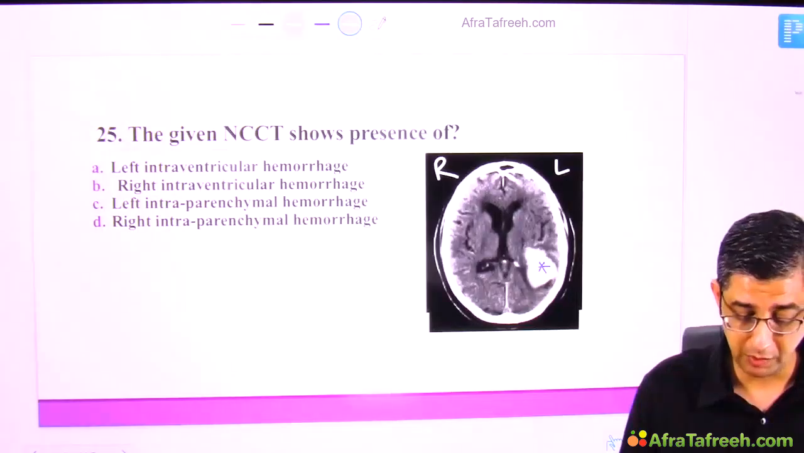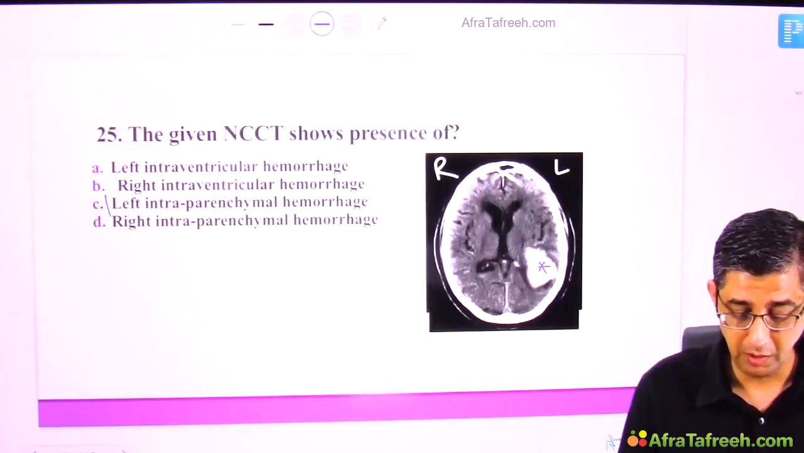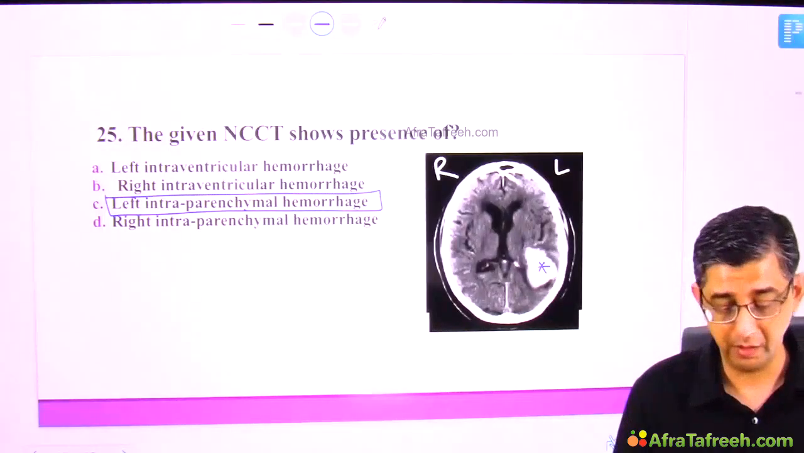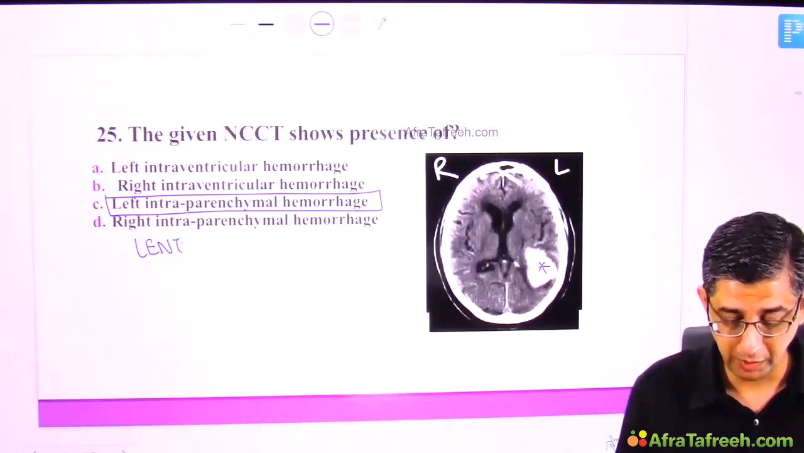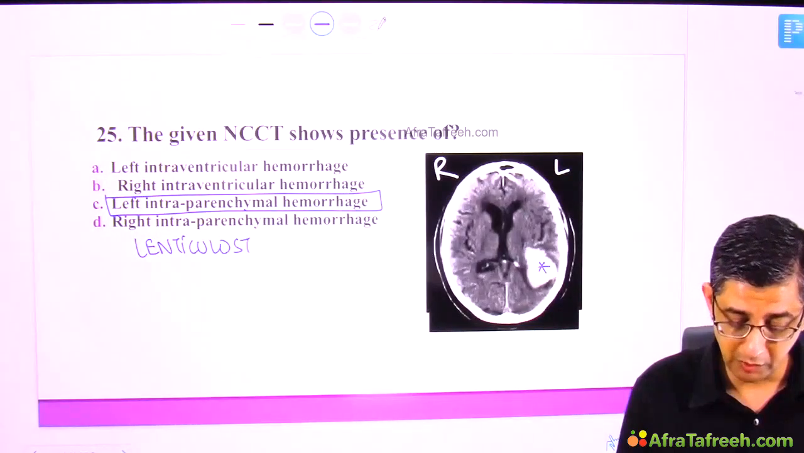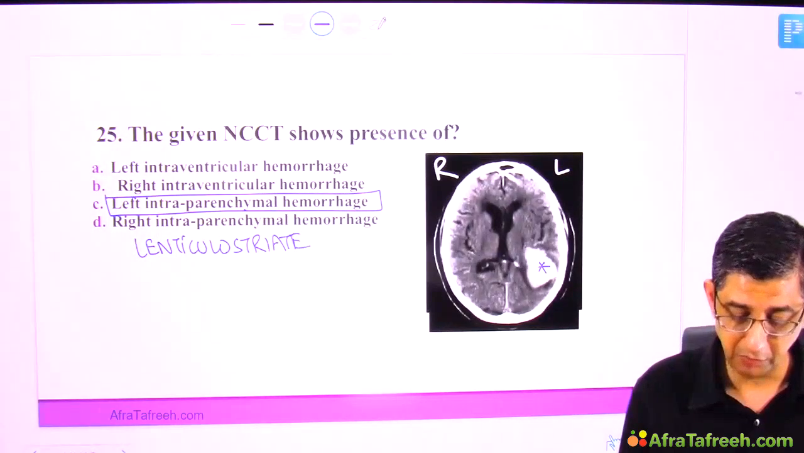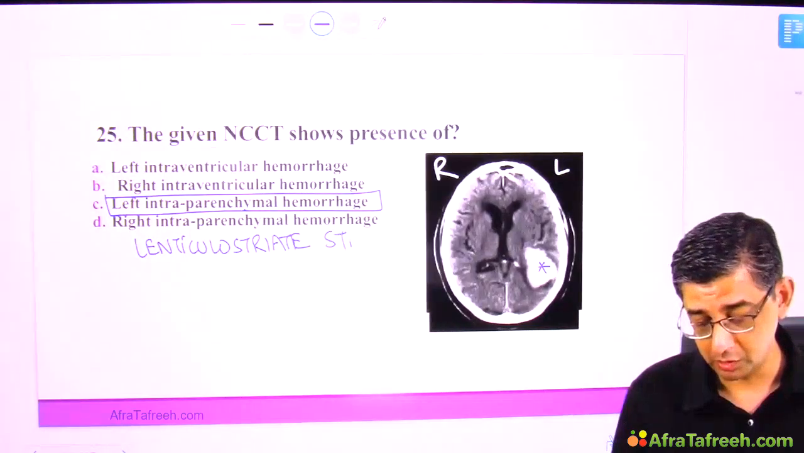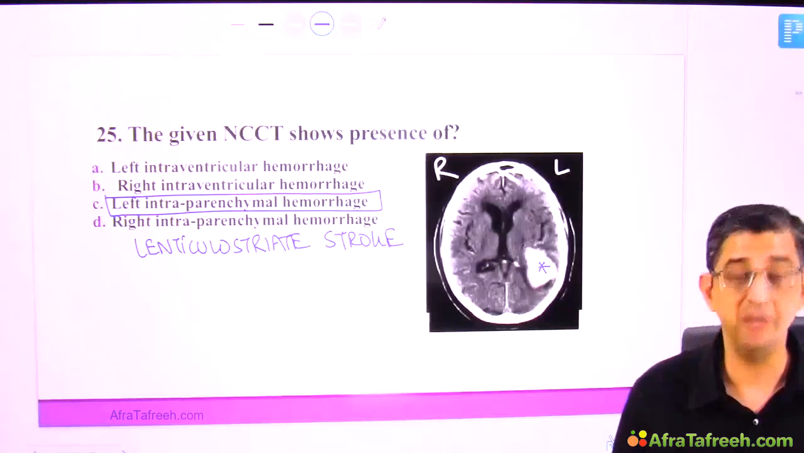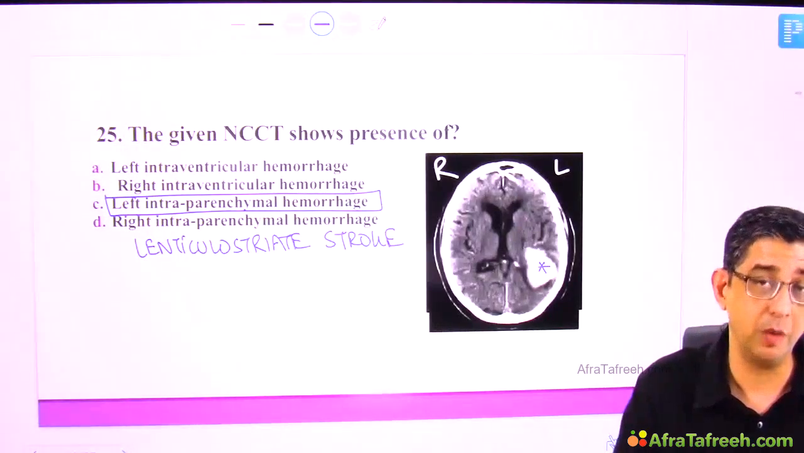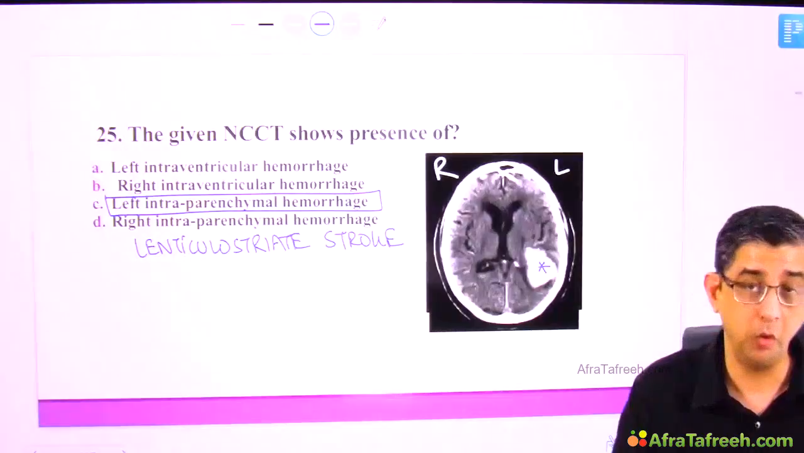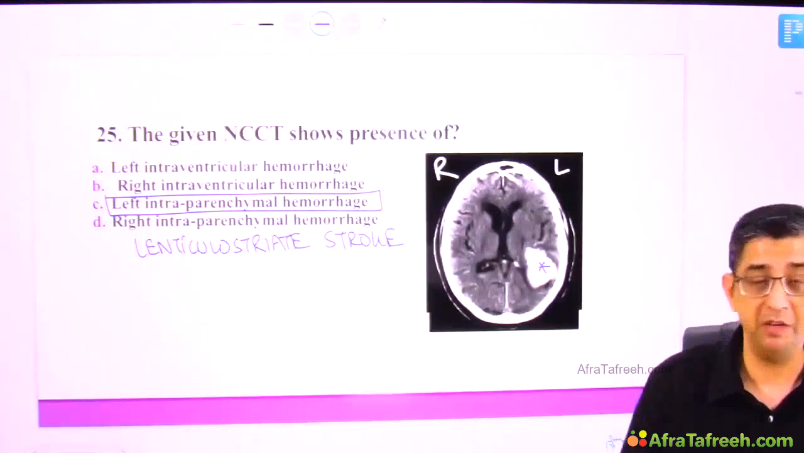So the correct answer for this question is option C, left IPH. This is very common with respect to the lenticulostriate artery, which happens to be a branch of the middle cerebral artery, and most of the time the manifestation seen will be that of capsular stroke. In capsular stroke, as compared to cortical stroke, features like aphasia, apraxia, etc. will not be present.